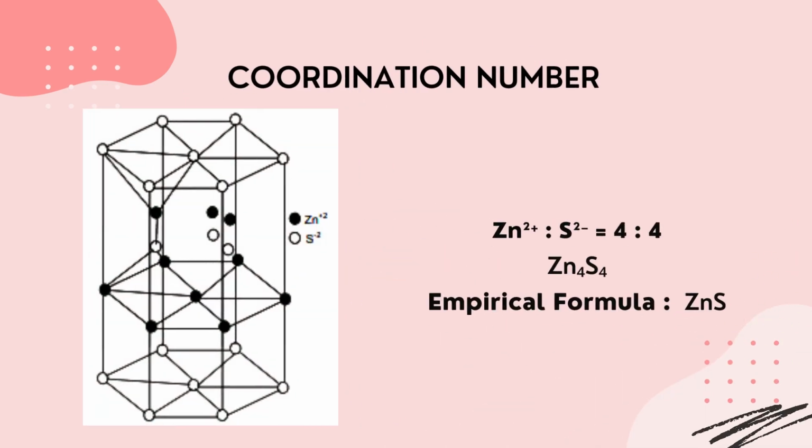The coordination number for Wurtzite zinc sulfide is 4. Its empirical formula is ZnS. Each Zn2+ ion is surrounded tetrahedrally by 4 S2- ions, and each S2- ion is surrounded tetrahedrally by 4 Zn2+ ions. Thus, the structure has 4-4 coordination.